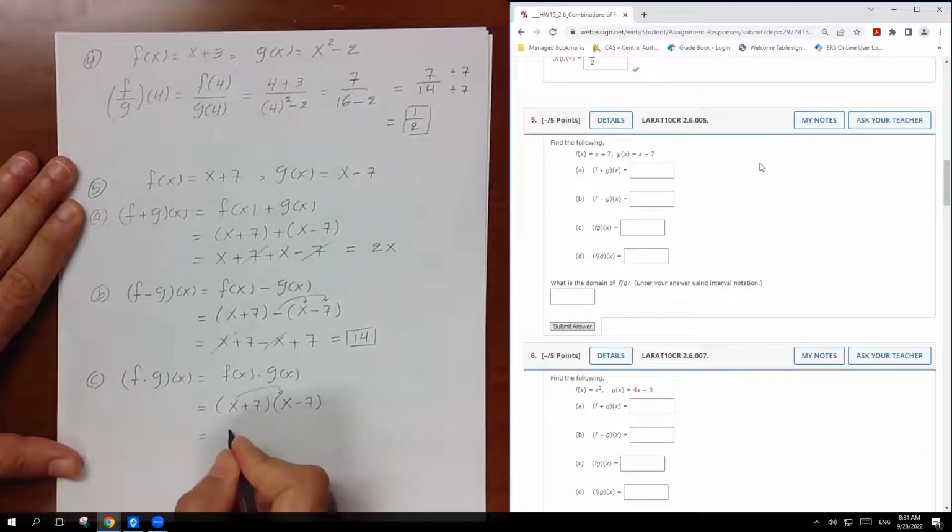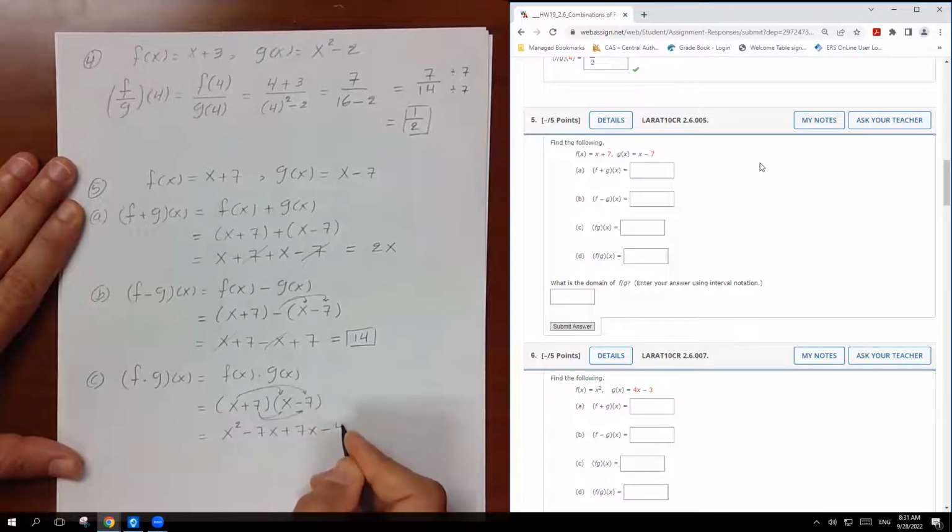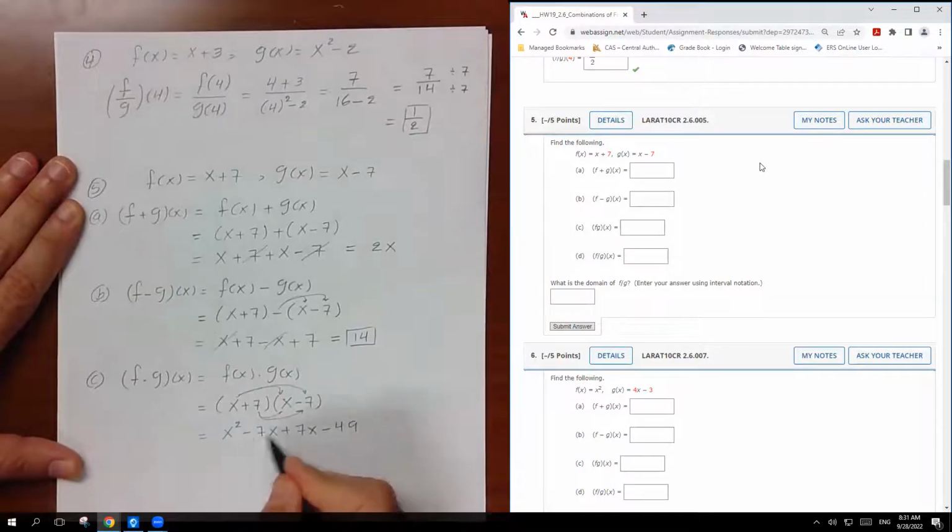x times x is going to be x squared. x times 7, so minus 7x. 7 times x is going to be plus 7x. 7 times 7 is going to be minus 49. Cancel these two, so the result is going to be x squared minus 49. So this is the result for C.